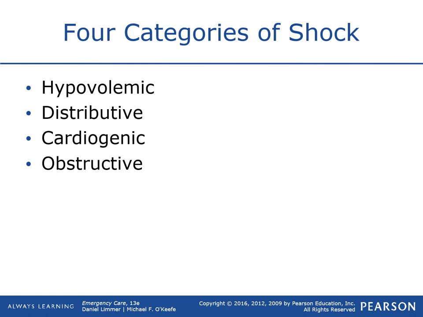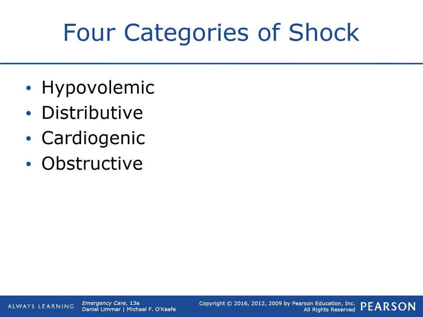The next is distributive shock. Distributive shock is shock that affects your blood vessels. One of the biggest ones that we see is anaphylactic shock, which fits into distributive shock, because one of the areas that anaphylactic shock affects is that it will dilate your blood vessels and distribute throughout your entire body. So your blood vessels throughout your entire body dilate, and since you have them dilated, you can't move the blood as well. Blood pressure goes down significantly. You cannot perfuse your cells, and so you go into hypoperfusion or shock.